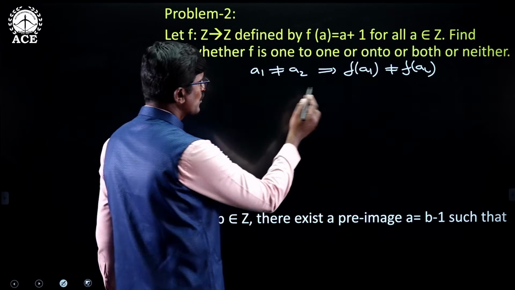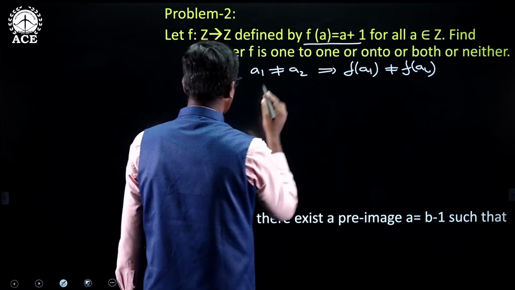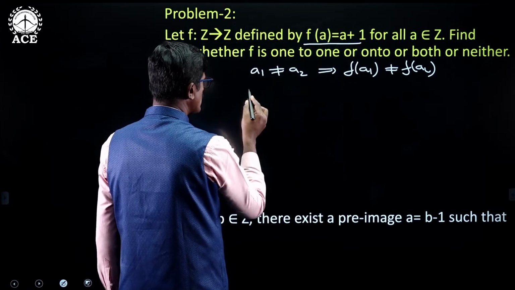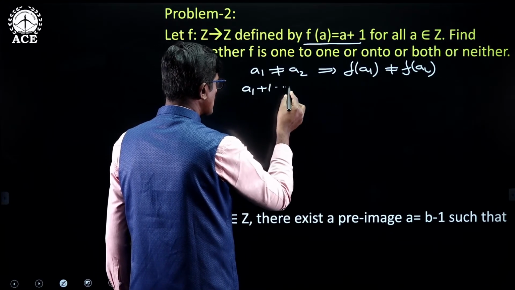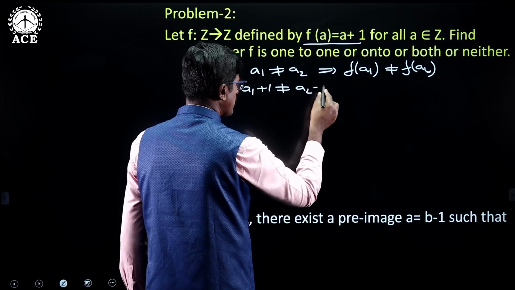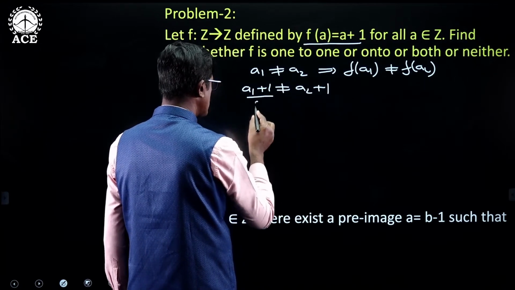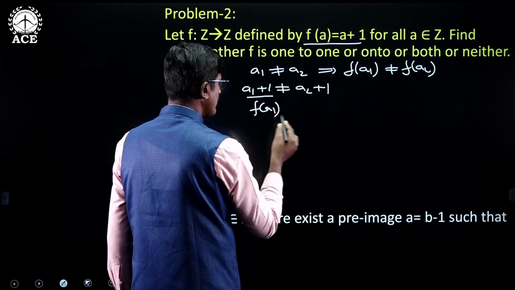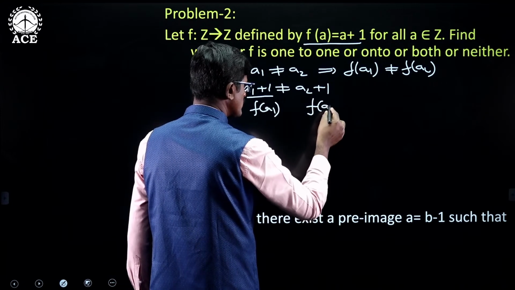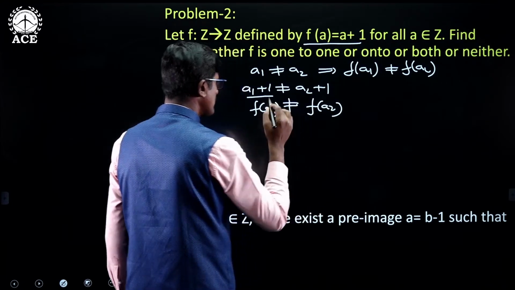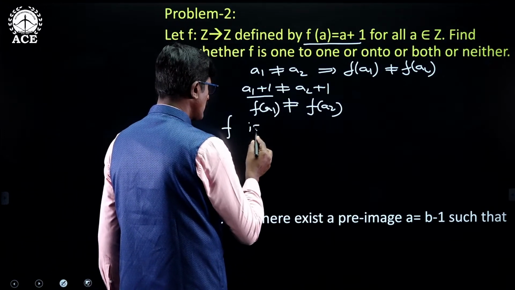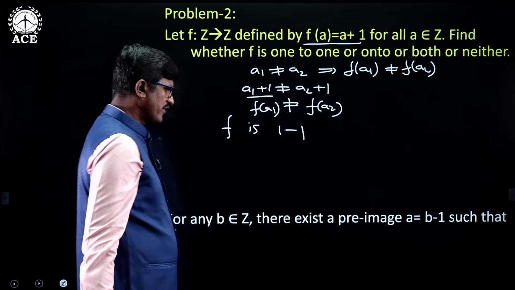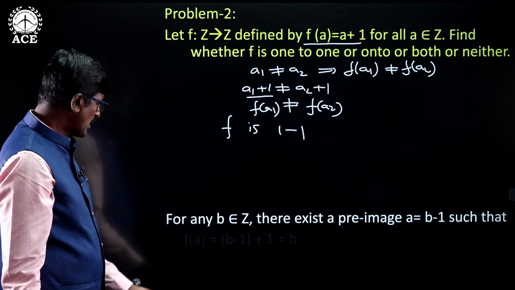So how to prove it? So they have given F of A. So A1 is not equal to A2. Add 1 on both the sides. A1 plus 1 is not equal to A2 plus 1. So A1 plus 1 is F of A1. This is F of A2. So if you take two different elements, then their images are also different. Therefore, F is one-to-one function. Now what about onto function?